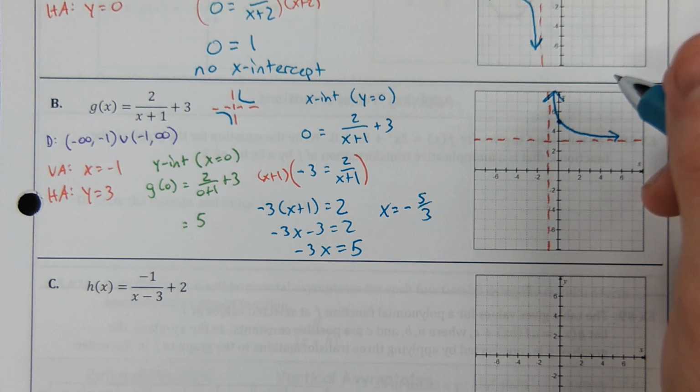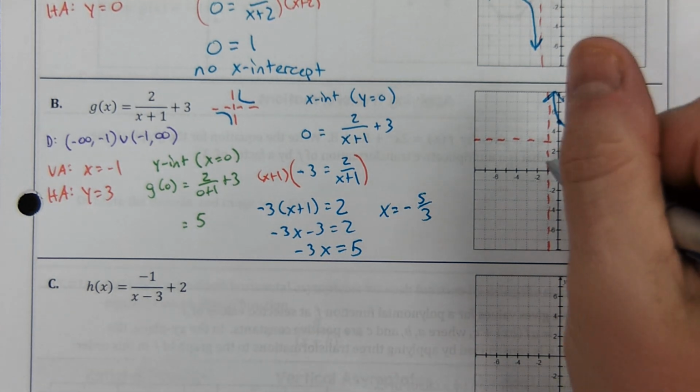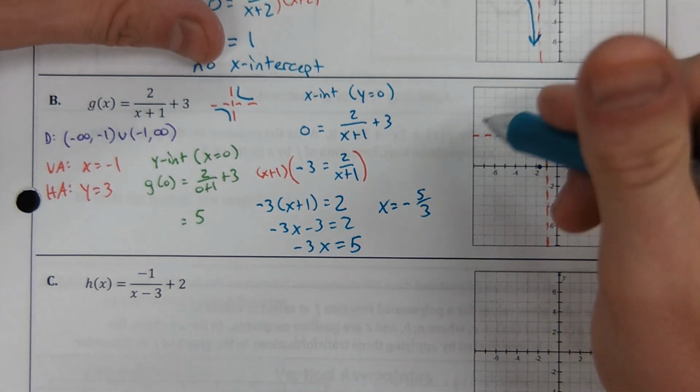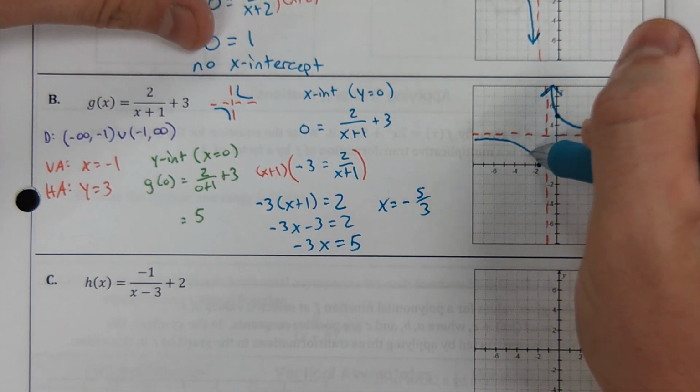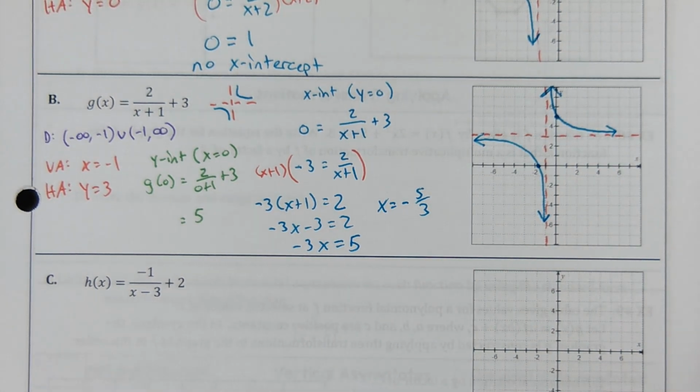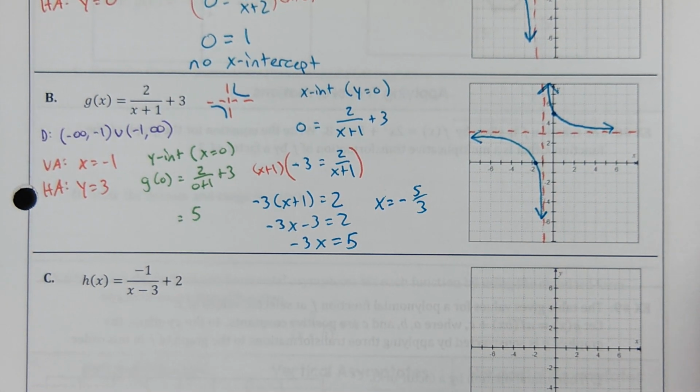Yeah. That's almost negative 2. It's almost negative 2. Okay. It's like that. Ta-da! You found all the major pieces. The rest is just a rough sketch. Boom.